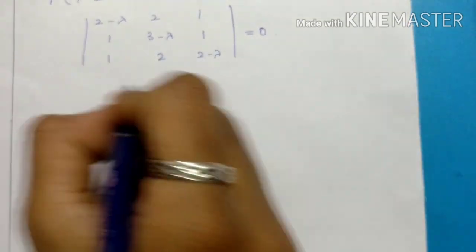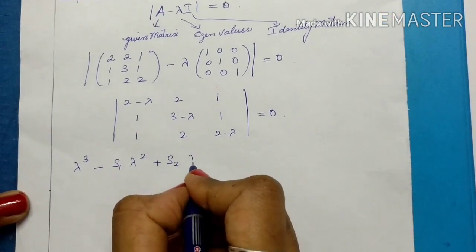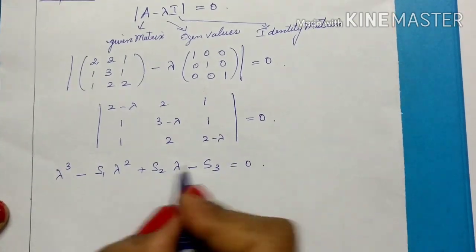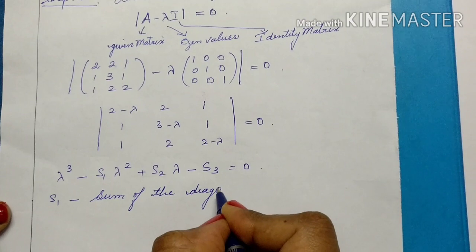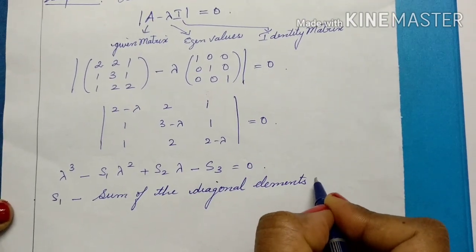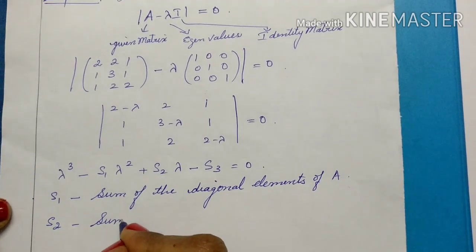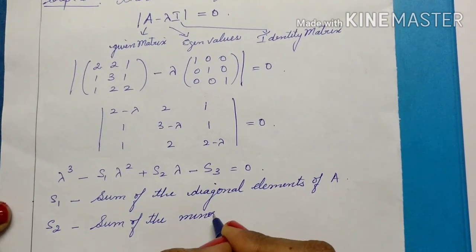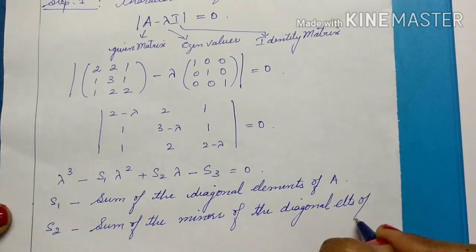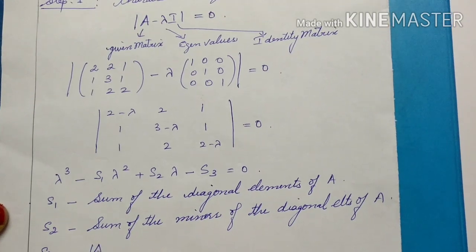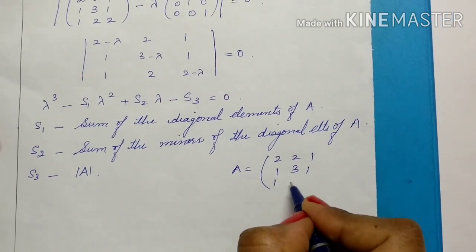So just expand the determinant and get the characteristic equation, or the shortcut is lambda cube minus S1 lambda square plus S2 lambda minus S3 is equal to 0, where S1 is the sum of the diagonal elements of the given matrix, S2 is the sum of the minors of the diagonal elements of A, and S3 is the determinant of A. The given matrix we are considering as A here.